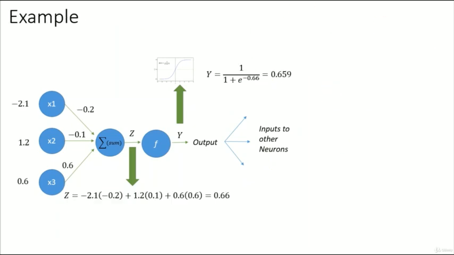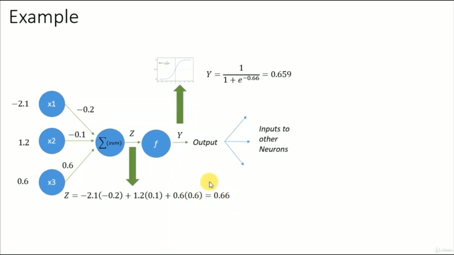Let's take an example. Let's say that we have these 3 features, negative 2.1, 1.2, and 0.6. And let's say we have these weights for each feature. So we're going to multiply each input with its weight. So negative 2.1 multiplied with negative 0.2. And then we're going to add it with the second feature times its second weight. So 1.2 times negative 0.1 and 0.6 finally multiplied with 0.6. And at the end, you're just going to get 0.66.